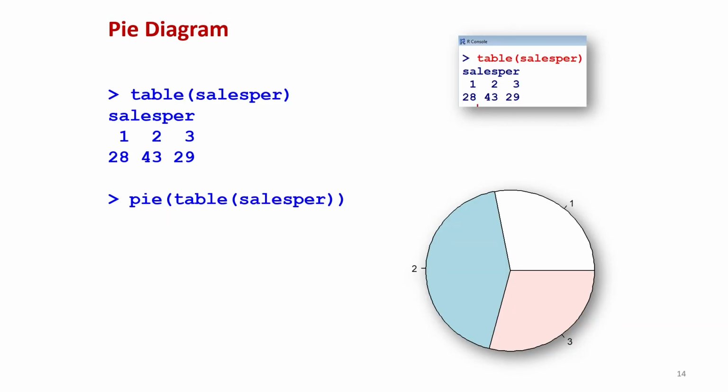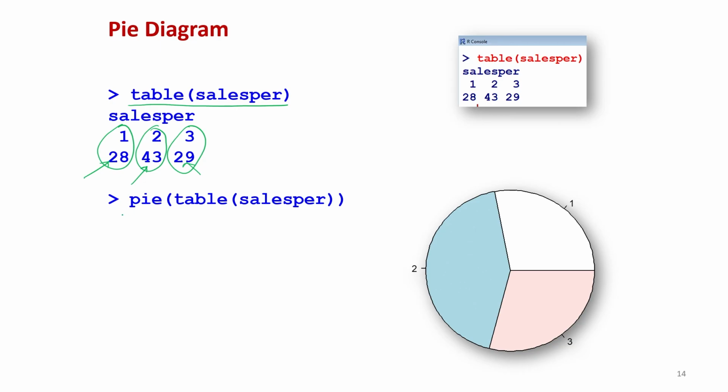Now I want to create the pie diagram. So I can create the frequency table using the command table over salesper, and it comes out to be like this: category 1 has 28, meaning 28 absolute frequency, category 2 has 43, and category 3 has 29 absolute frequency, which means salesperson number 1 attended 28 customers, salesperson 2 attended 43 customers, and salesperson 3 attended 29 customers, right.